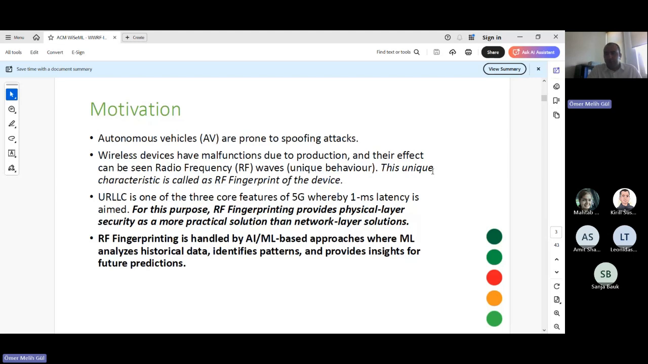We are talking about the motivation. What is the motivation for dealing with such a problem? We have some autonomous vehicles. They are prone to spoofing attacks. You already know that in a spoofing attack you try to mislead the identity, and sometimes you try to imitate the autonomous vehicles or some other device. You want people to not understand the exact position or identity. So of course, autonomous vehicles, especially UAVs, which are really expensive devices, are prone to spoofing attacks.